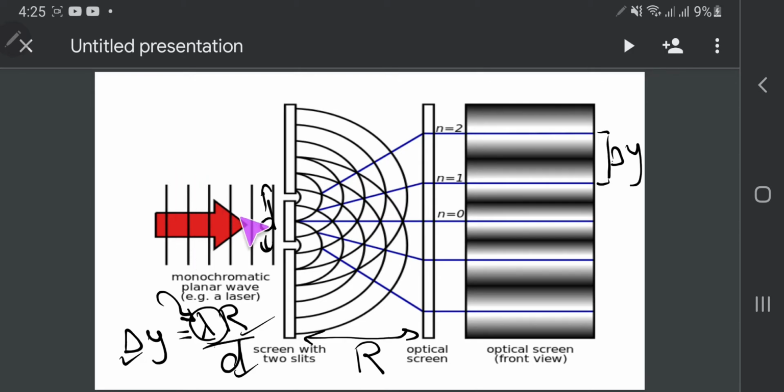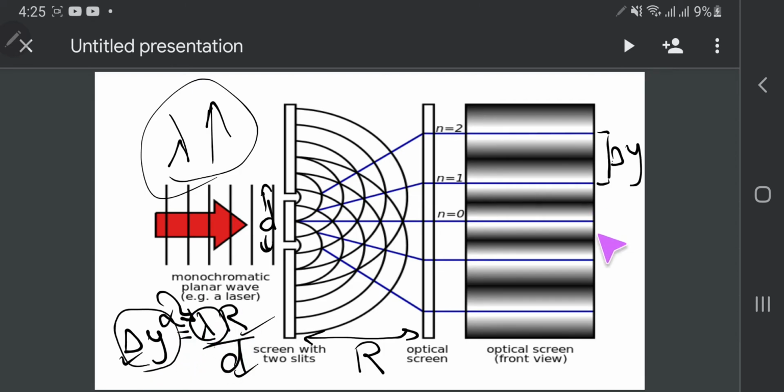If I use red color, it has the longest wavelength. I prefer red color in this experiment. Why? Because red has the longest wavelength, and the wavelength is directly proportional to delta y. So when the wavelength is large, delta y is also large, and we can see the interference more clearly. As delta y increases, the interference becomes clearer. That is why we prefer red color.